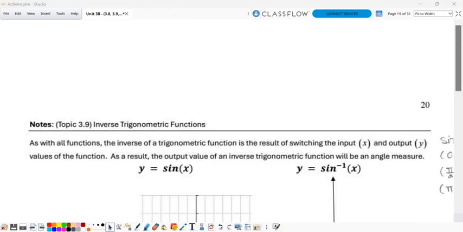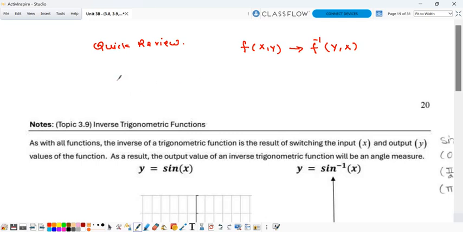Hello pre-calculus students. In this video, I'm going to explain inverse trig functions. But before we jump onto the trig functions, let's take a look at a quick review. What is an inverse actually? Let's say f has a point (x, y), then f inverse, we write it like this, and the coordinates are switched: y becomes x, x becomes y.